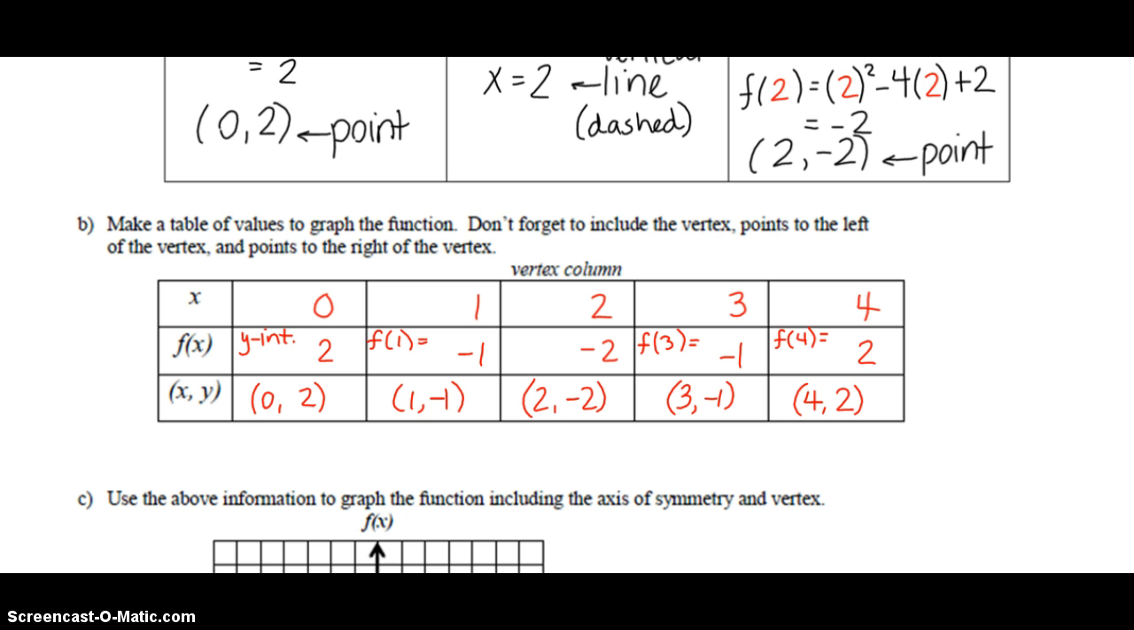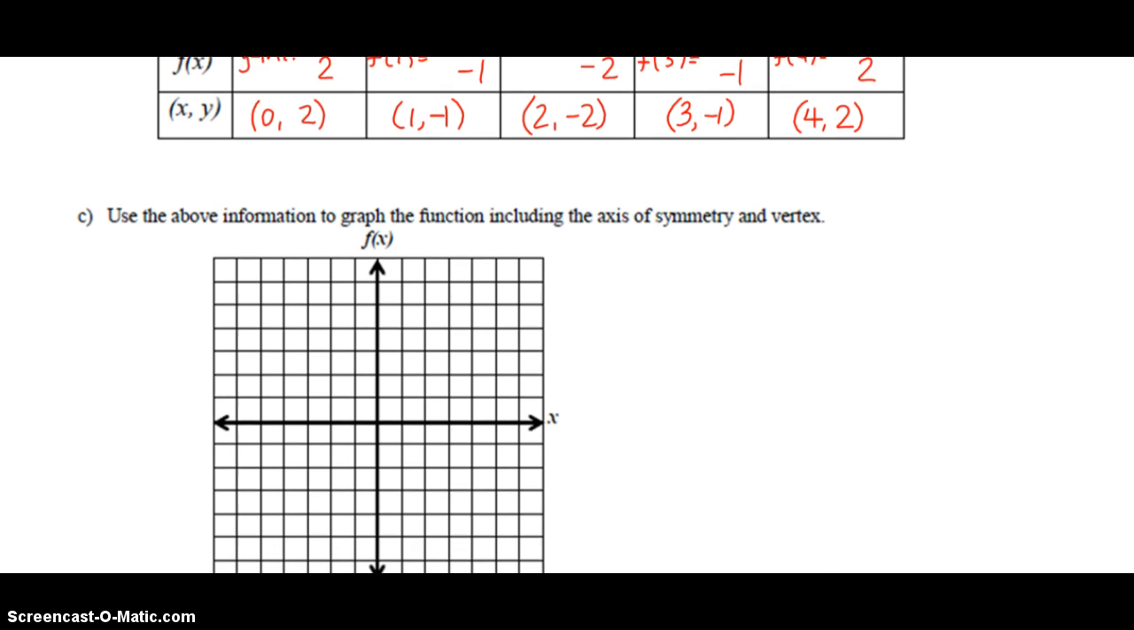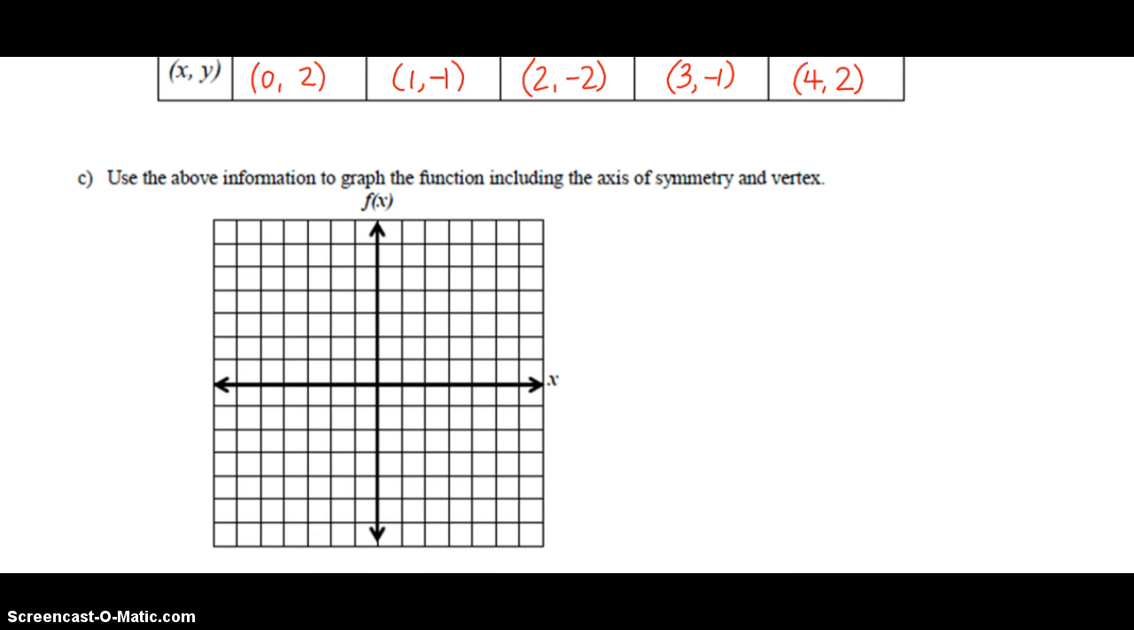So remember that when we pick the x's, we're going to plug into the function, we get the f of x. The f of x is going to serve as our vertical coordinate. So we have our 5 points, and we can move on and graph the parabola using those 5 points. So again, pause the video now, graph the points, and don't forget to label the axis of symmetry, the x-intercept, the y-intercept, and the vertex.